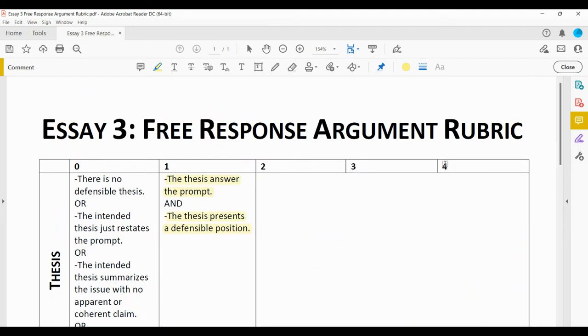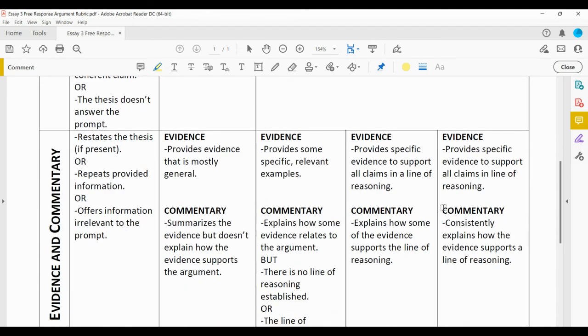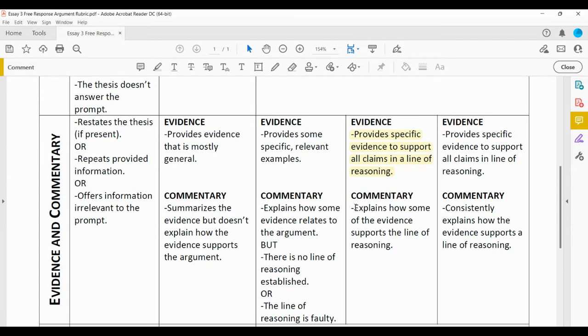So you would like to earn a 3 or 4 for evidence and commentary. You provide specific evidence to support all of your claims in your line of reasoning. If you give two main reasons to support your opinion, that means you need to give evidence for both of those main points. You can't just have evidence in one and mention the other in passing and get a 3 for your evidence. For your commentary, you explain how some of the evidence supports the line of reasoning. So you may just mention a couple of things and then explain another piece of evidence in great detail. That would be considered a 3.